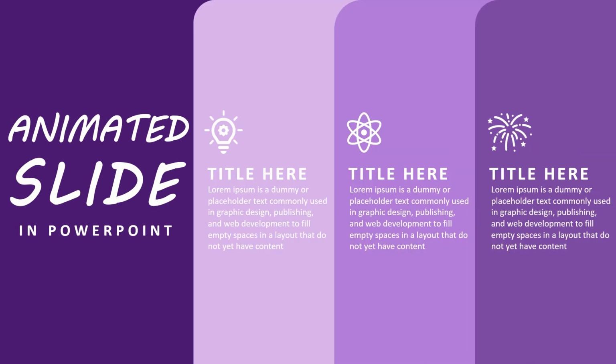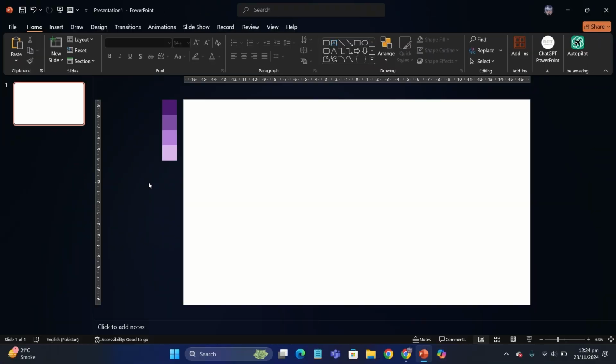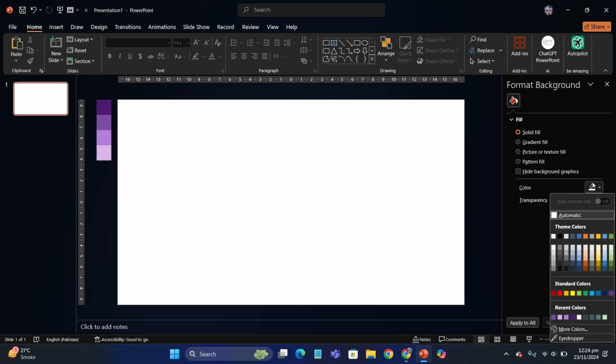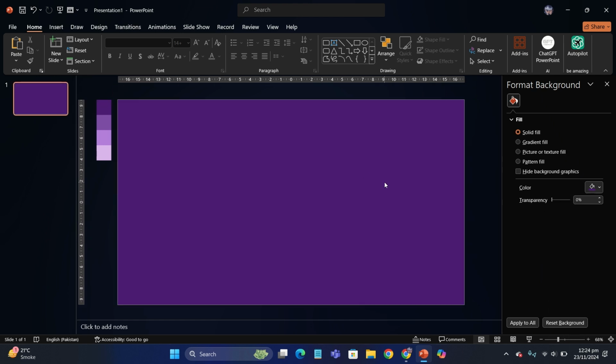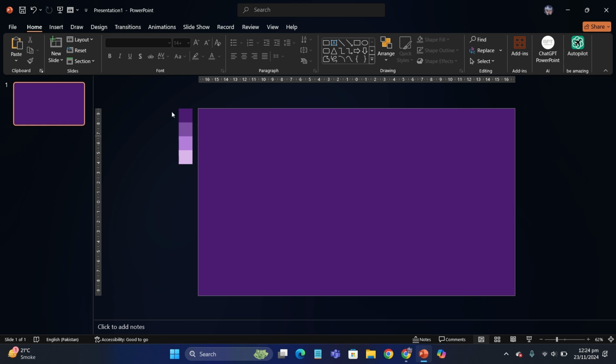So let's make this amazing PowerPoint template. So let's begin. First of all, what you have to do is open up a blank slide and go to format background, and from here change the background color to a darker shade from your color palette.